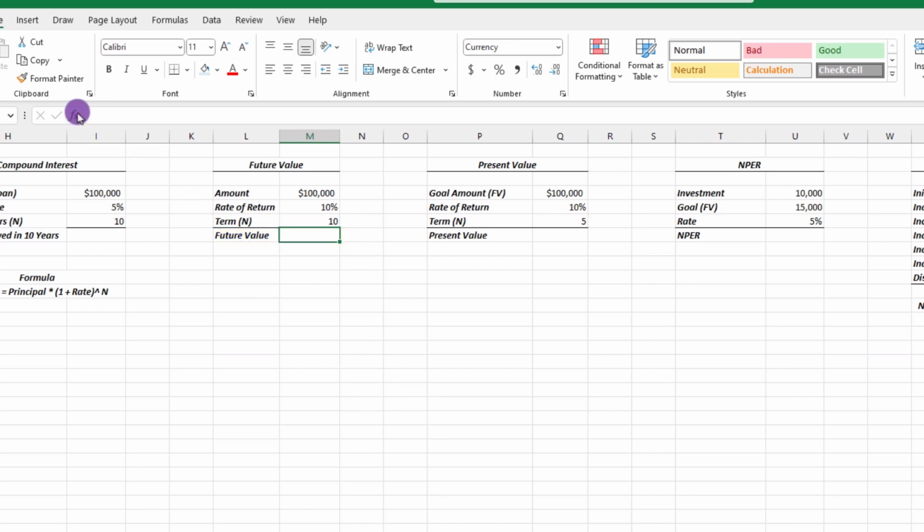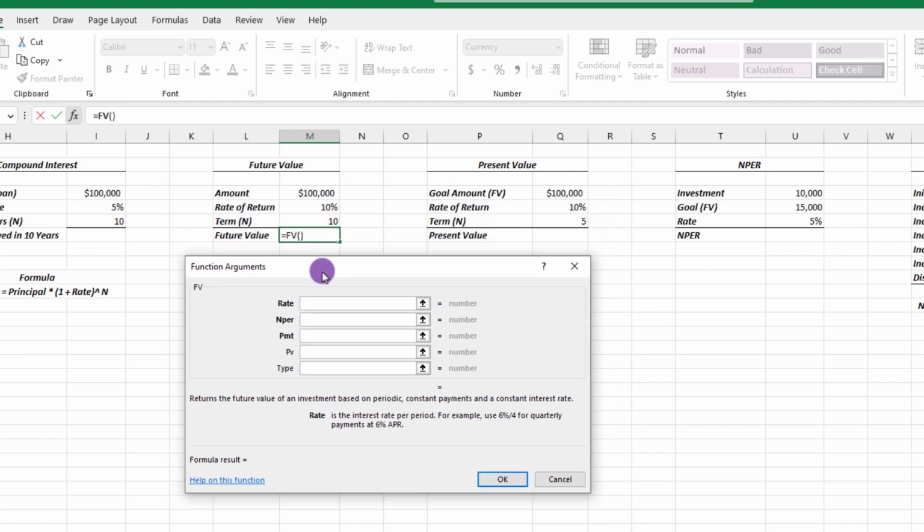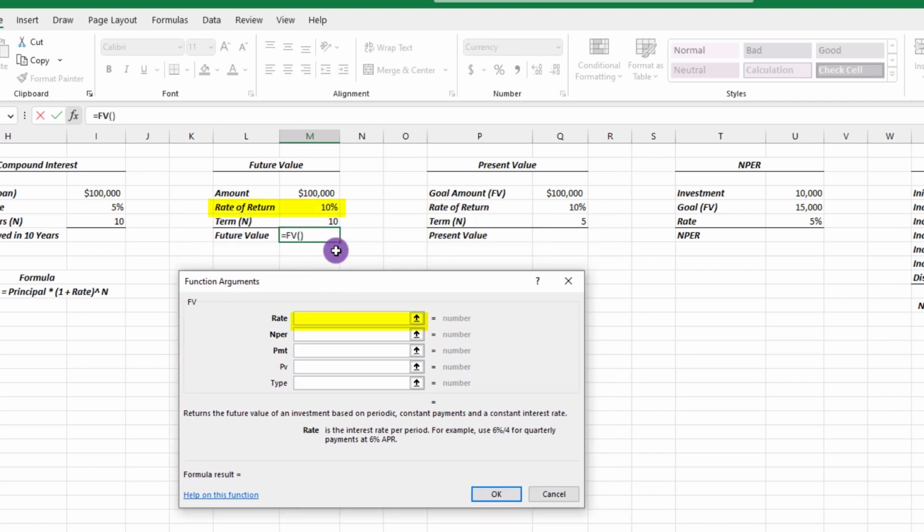We'll go up, click on the FX icon, do a search for FV, and then from here, it's pretty much fill in the blanks with a slight twist. The rate is going to be this cell right here. The NPER is going to be our term, so we'll click on that cell. Now where it says PMT, what Excel wants to know is, are we going to be putting in any additional payments? In this case, we're going to type in 0 because we're not going to do any.